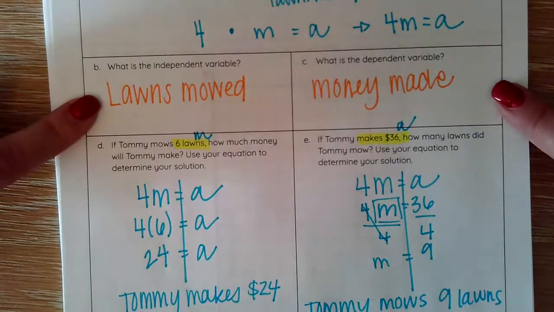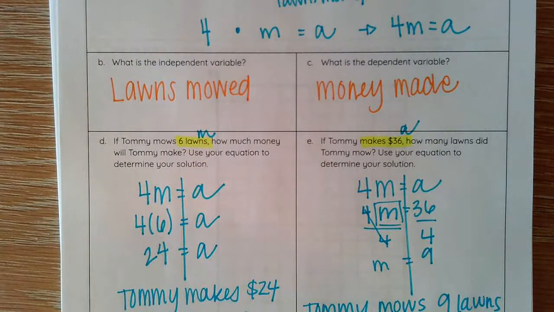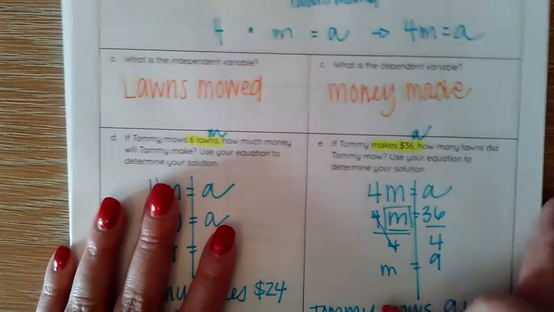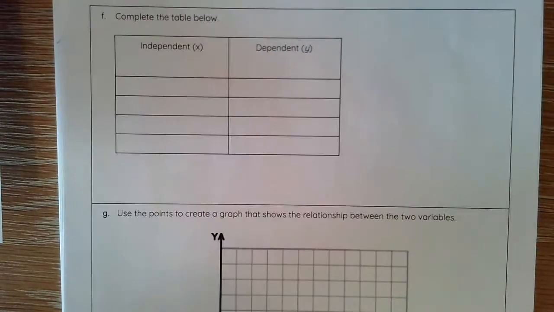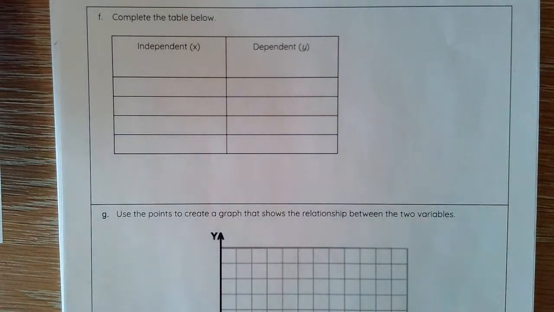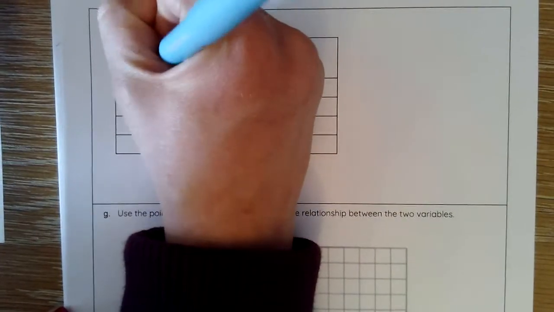Now, we didn't forget about the importance of our independent and dependent variables. We're going to use those on the next page. So don't lose this, but let's turn it over. All right, now we're going to use a table to fill in a larger amount of data. We remember that our independent variable is our lawns mowed.